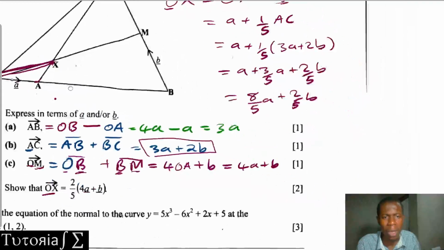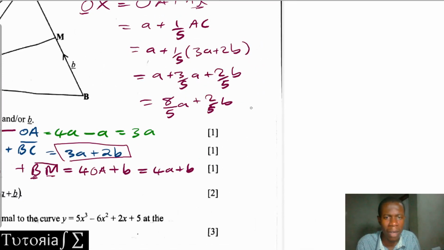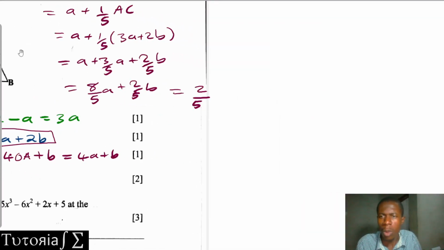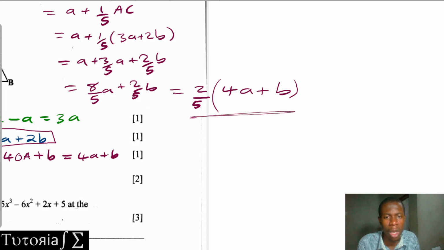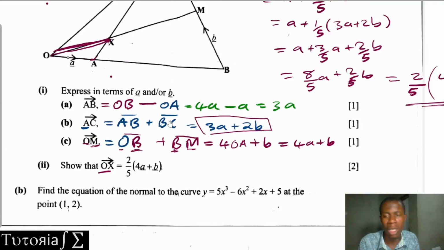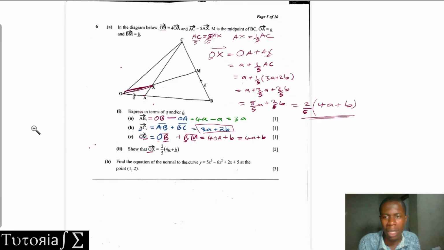And basically here we can factor out the 2 over 5, which is required from the question here. When we factor out 2 over 5, we'll see that we're going to remain with 4A plus B. So the idea is that when you multiply this times this, it will give you 8 over 5. And this times this will give you 2 over 5. So this is how you're supposed to work out this problem.